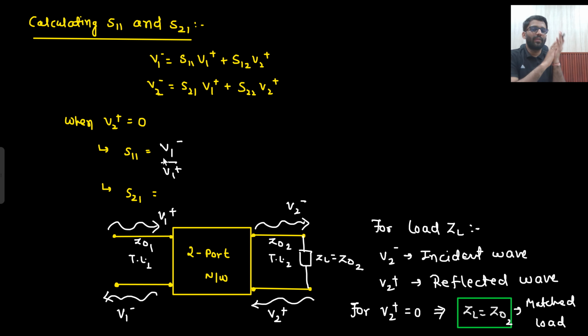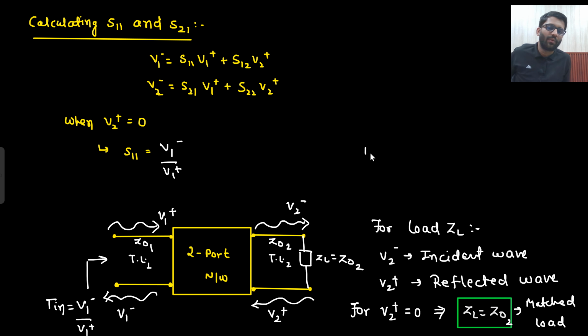What is your V1 minus divided by V1 plus? That is the reflection coefficient here. This is the incident wave and this is the reflected wave. So the reflection coefficient would be the reflected wave divided by the incident wave, and that would be equal to S11. And what would be your S21? So S21 will simply be V2 minus divided by V1 plus.